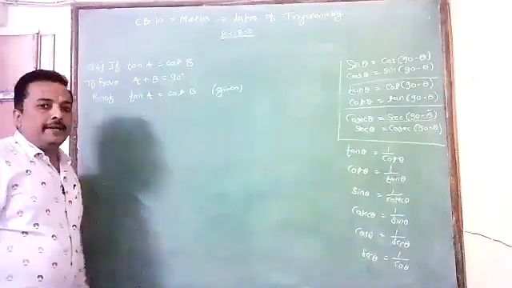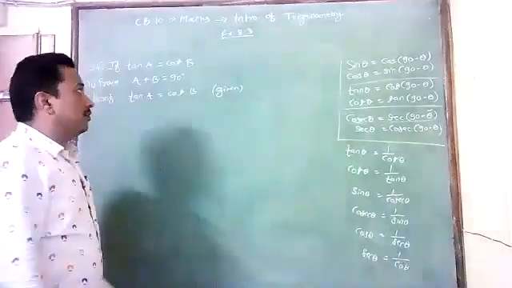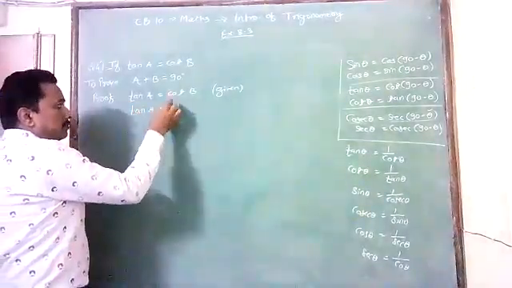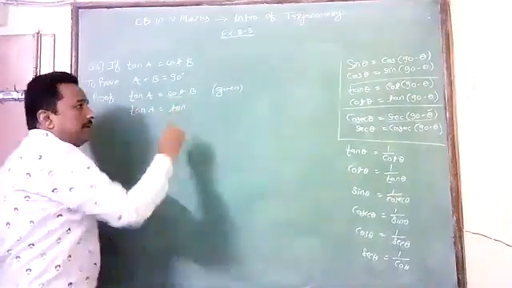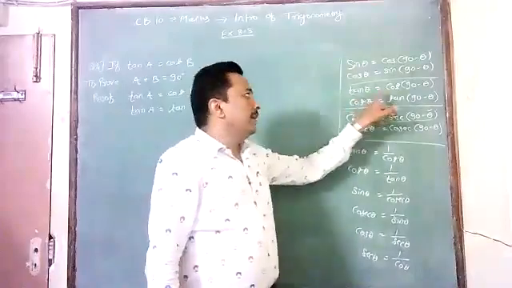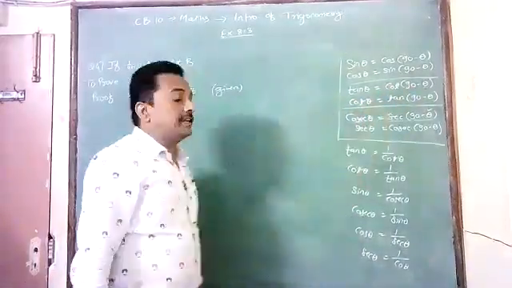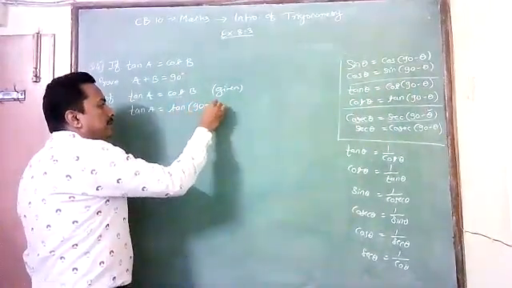A and B are complementary angles. So either convert tan or convert cot. दोनों में से एक को convert करो. So tan as it is. In the place of cot, just write tan. So tan theta is equal to cot 90 minus theta, and cot theta is equal to tan 90 minus theta. So cot B means tan 90 minus B.